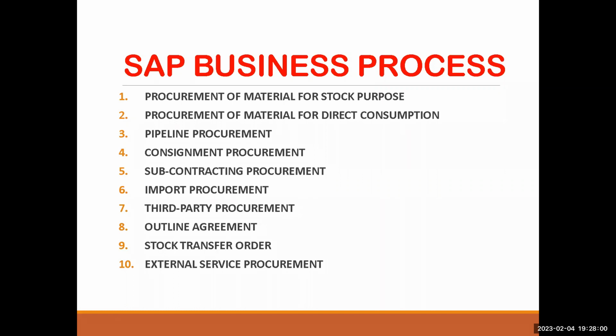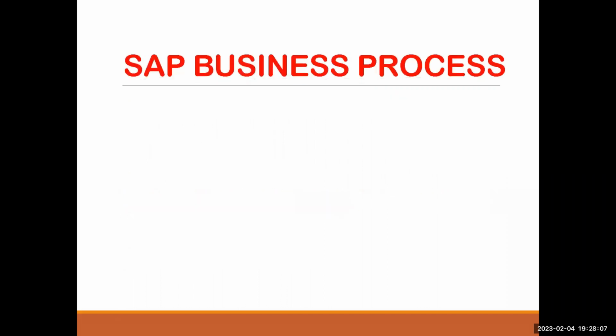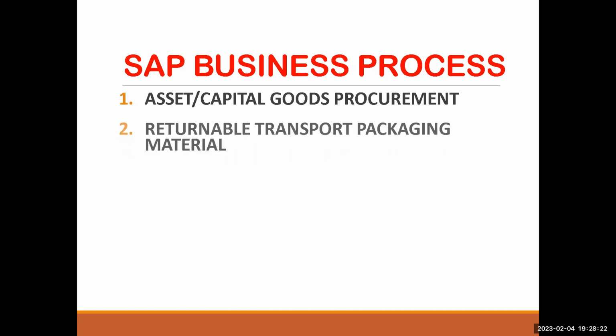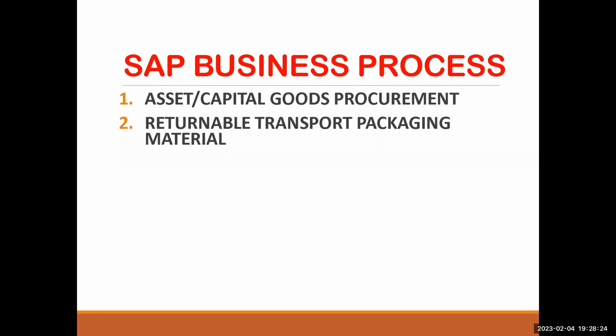Apart from these business processes, there are other business processes also. For example, asset or capital goods procurement. So what is an asset or capital good? Normally, whenever you procure some machinery for your plant, that is called a capital good or asset. Then there will be returnable transport packaging material. That is a different kind of material which we procure.